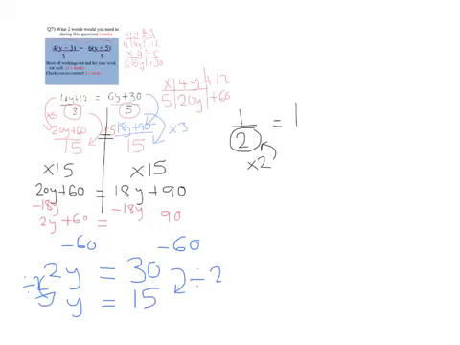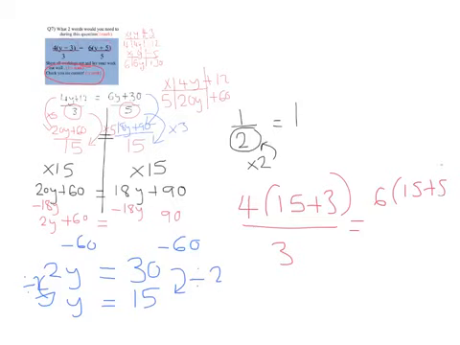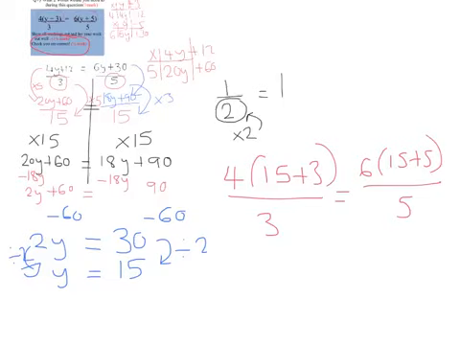Now, as always, we can check, and this is where you get your extra mark for checking that you're correct. So substitute the 15 back in where we see y, so it should be 4 lots of 15 plus 3 divided by 3 is equal to 6 lots of 15 plus 5 all over 5. So 15 plus 3 is going to give us 18, and 4 times 18 is going to give us 72. You can take your time with the calculations. We need to divide that by 3, and that is going to give us 24.